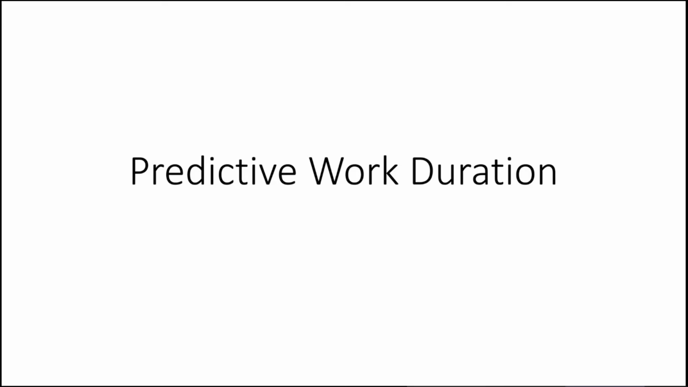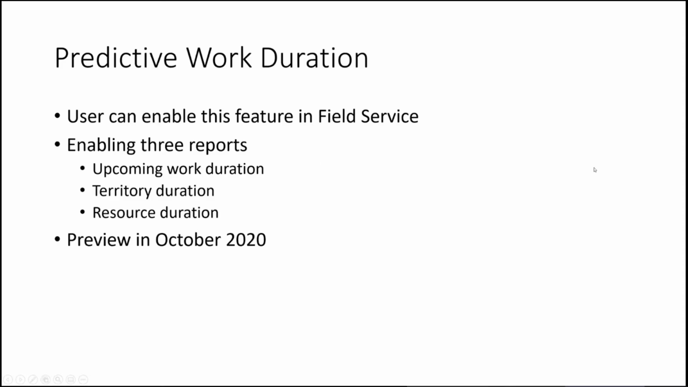Today I'm going to talk about the new feature we are releasing in October called Predictive Work Duration. This feature consists of three out-of-box Power BI reports in field service. They are upcoming work duration, territory duration, and resource duration. This feature predicts the duration of a booking using artificial intelligence in order to increase scheduling efficiency and utilization.